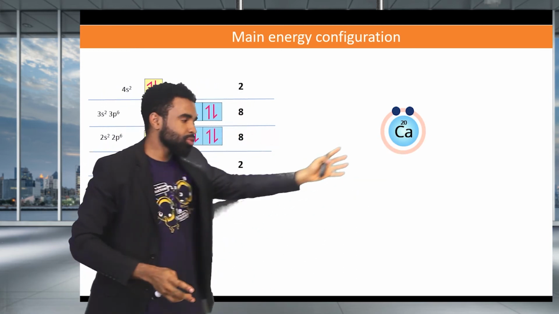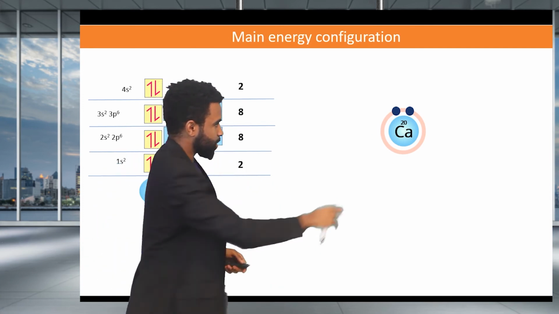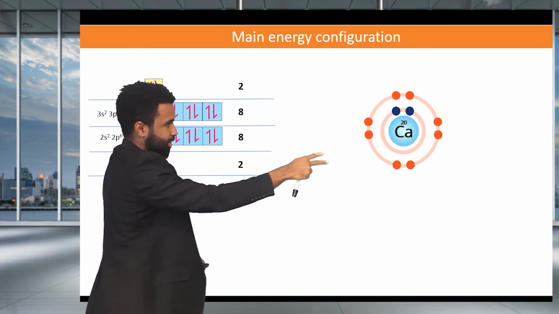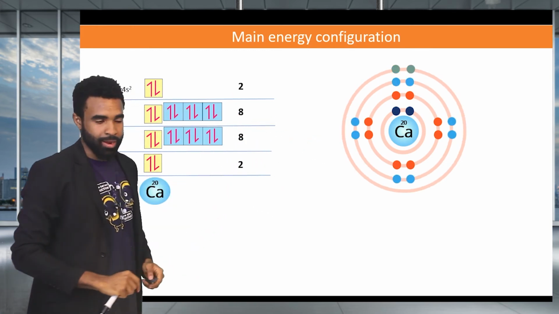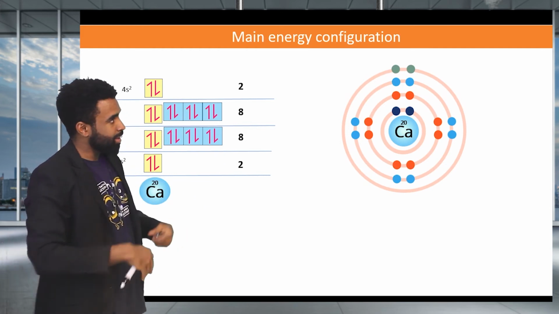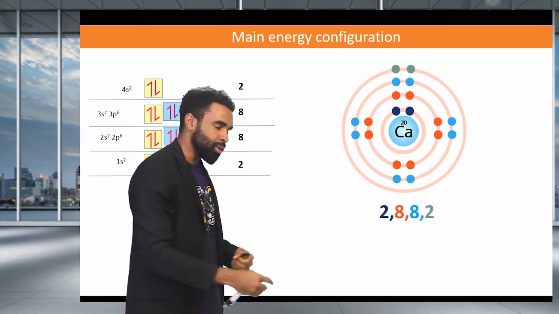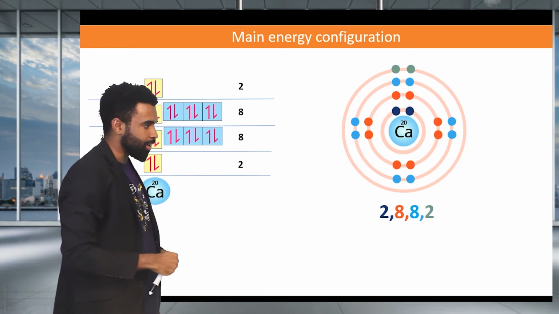But sometimes we still draw it this way, not because we're stupid, but because it's easy. So we do the 2 there for the first main energy level, then the 8 for the second, the 8 again for the third, and then the 2 there. And that's one way of drawing the main or the principal energy configurations of calcium. We might also call it the main shells. Shells and energy levels are synonyms.